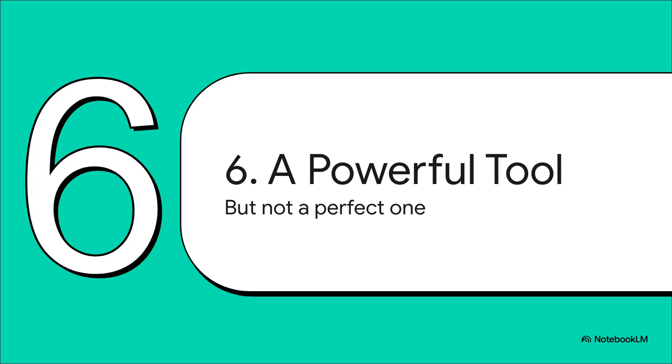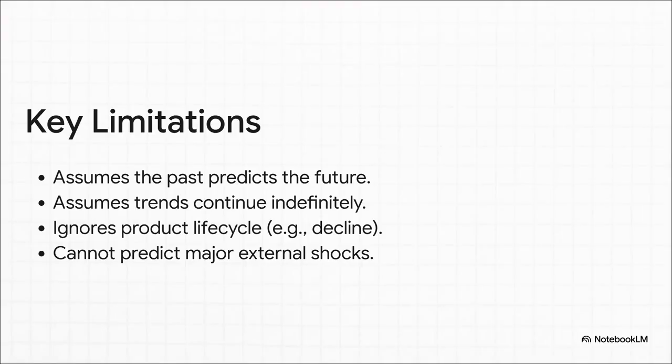It's a fantastic tool, right? It gives you a real forecast based on actual data. But, and this is a big but, it's really important we talk about its limitations. It's not a crystal ball. The whole thing is built on one giant assumption, that the future will look pretty much like the past. It assumes that $2,000 a month growth is just going to continue forever. It doesn't know about things like a product's life cycle, when it starts to decline.